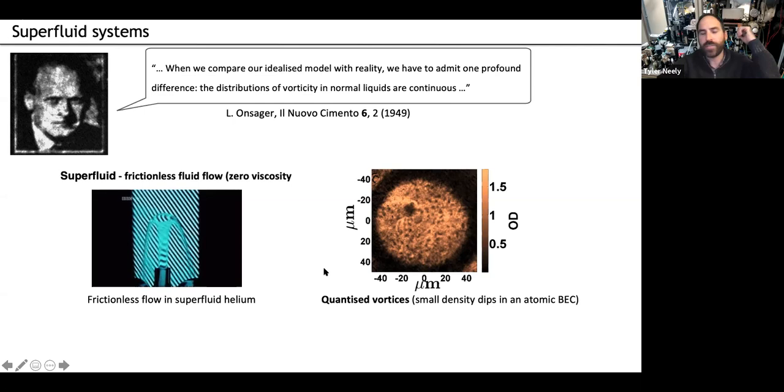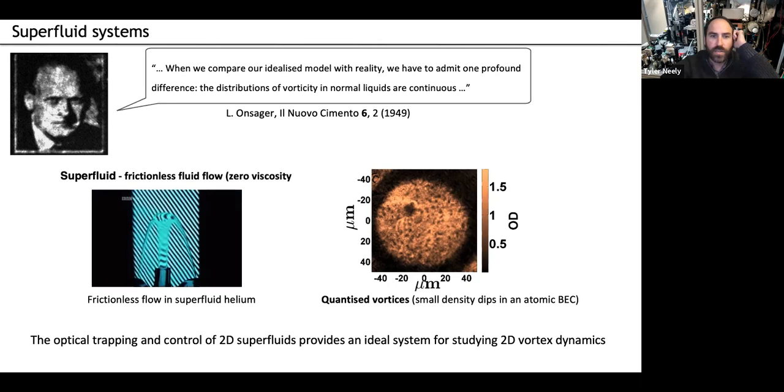And so the superfluid systems or quantum fluid systems that we have accessible are generally things like superfluid helium or Bose-Einstein condensates. And in particular, we're interested in the atomic ones in our experimental setup here in Queensland. And again, the advantage between these two, I suppose, is that there has been quite a bit of recent work on effective 2D films of superfluid helium. But the BEC setup has a little bit more control, and you can actually image the vortices directly. And this is all done through optical trapping and control of the 2D superfluids, which we found to be quite a powerful system for studying 2D vortex dynamics.